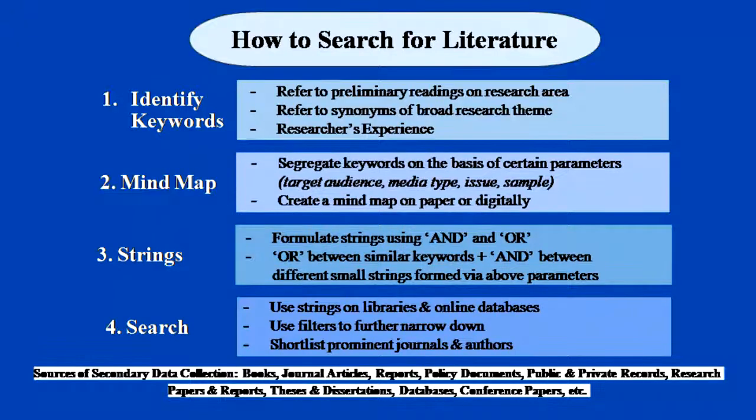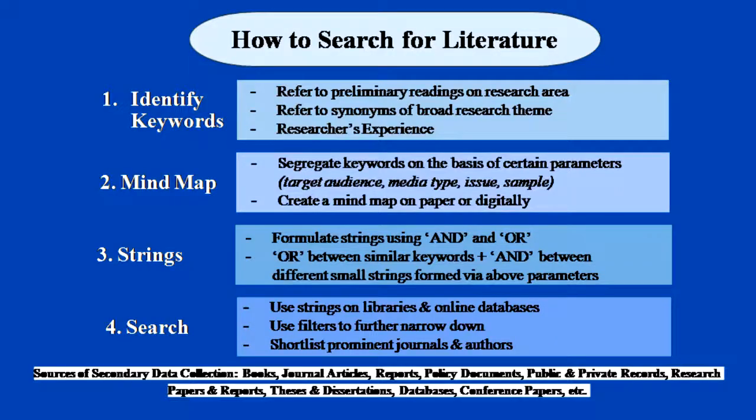The third aspect is the type of the media. Whether you're focusing upon newspapers, whether you're focusing upon TV, whether it's online media, if it's social media, if it is a digital media spectrum altogether, what kind of keywords you want to choose and what kind of focus you'd want to bring about would build your mind map. The third part of searching for literature is creating the strings.